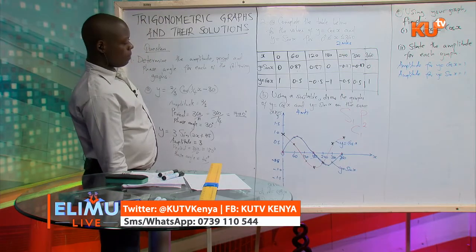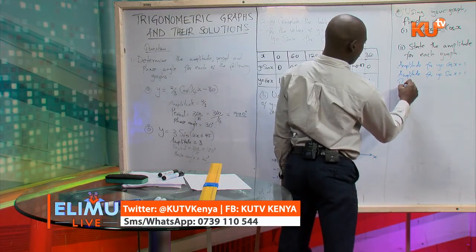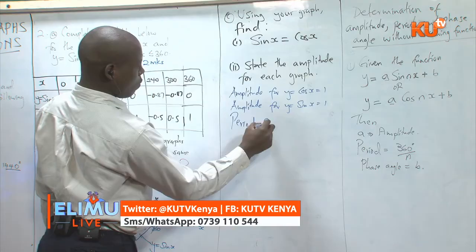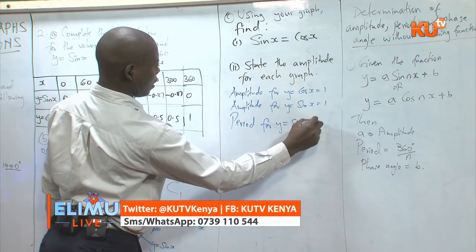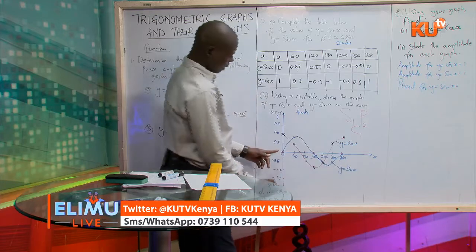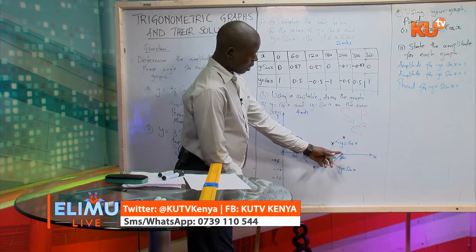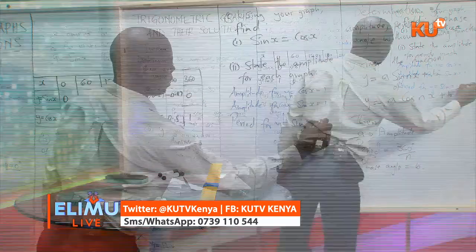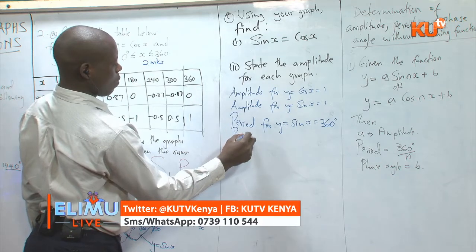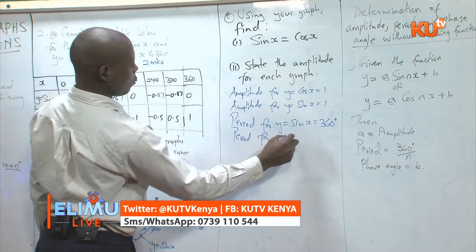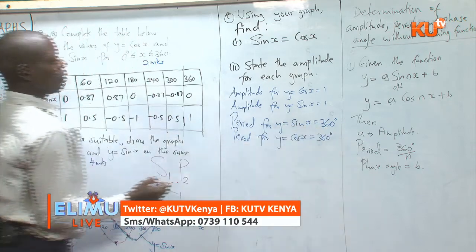If we are looking at the period in each case, the period for y is equals to sine x: this is a half of the cycle, this is another half. That gives us 360. And then the period for y is equals to cos x, again, will be 360 degrees.